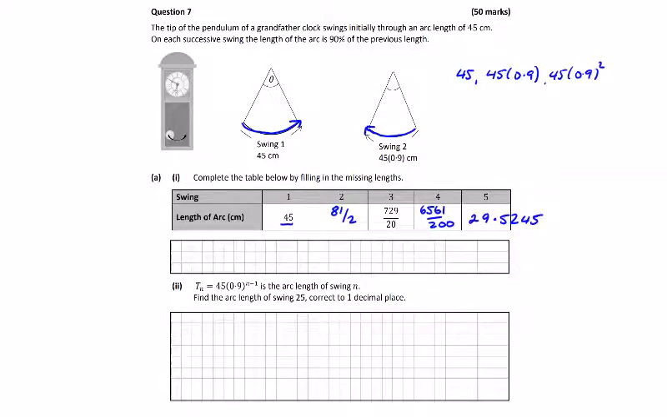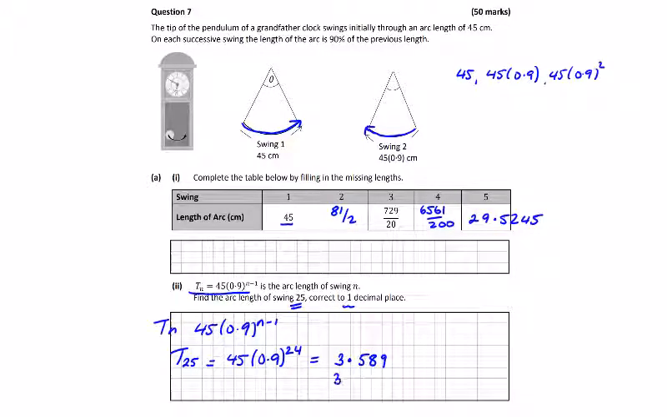TN, they give you TN here, you don't even have to work it out. TN is 45 by 0.9 to the power of n minus 1. We're asked to find T25. T25 is just straight into your calculator: 45 by 0.9 to the power of 24. On the calculator, that is coming in at 3.589, and just one decimal place here, so 3.6 centimeters is that one.